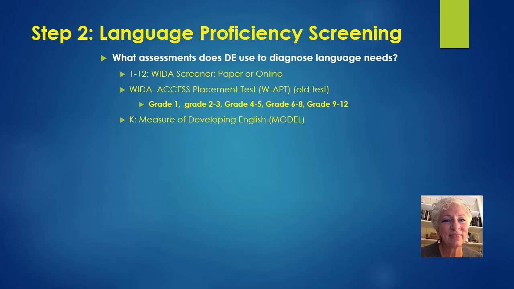The one that has been used for many years up until this year is the WIDA Access Placement Test, otherwise known as WAPT, and it comes in different grade levels, as noted here: grade 1, and then 2 and 3, 4 and 5, 6 through 8, and 9 through 12. I believe the WIDA Screener is set up the same way. A very different test, however, is the test that is given to kindergartners and also first graders in the fall.